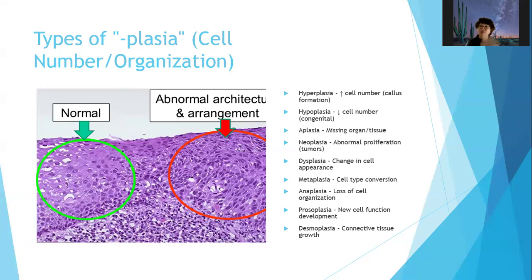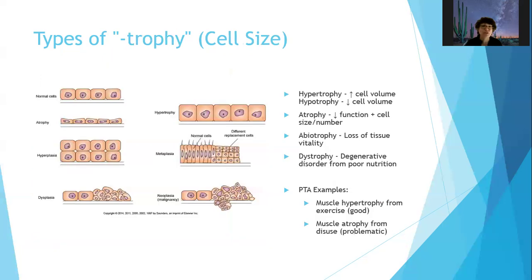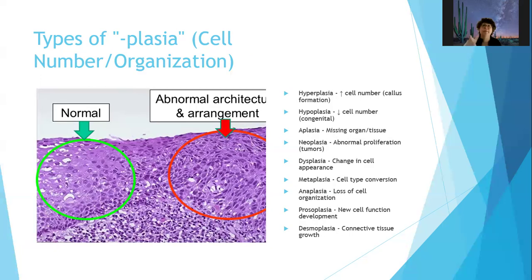Prosoplasia is new cell function, cells developing new talents. And desmoplasia is changes in the connective tissue. And that happens with some disease processes, which we'll talk about. So trophy, on the other side: plasia has to do with cell number or the organization of the cell.